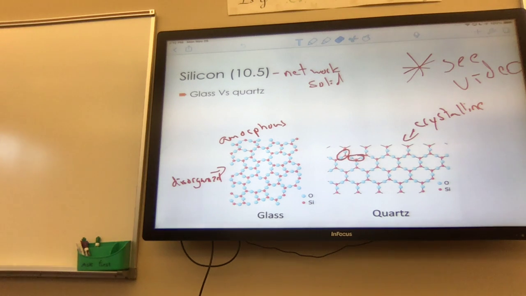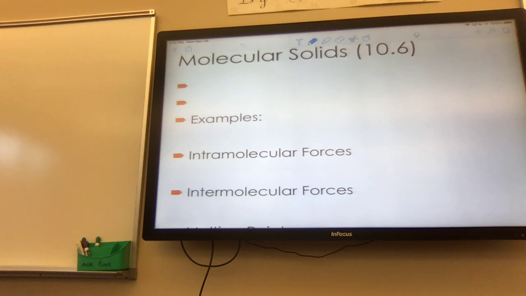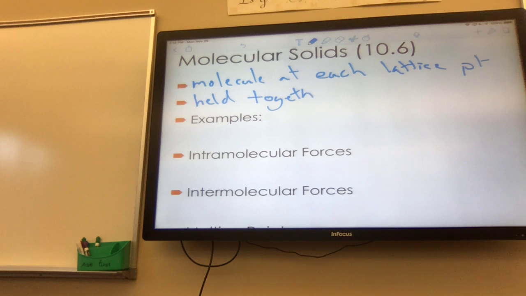Okay, so we talked about network solids last week sometime, I'm pretty sure. And we're going to talk about molecular solids today. Molecular solids have a molecule at each lattice point, and they're held together by intermolecular forces. And remember, we've been spending most of this unit thus far talking about intermolecular forces, so make sure you know the different ones.